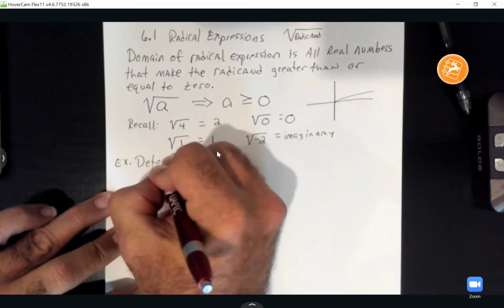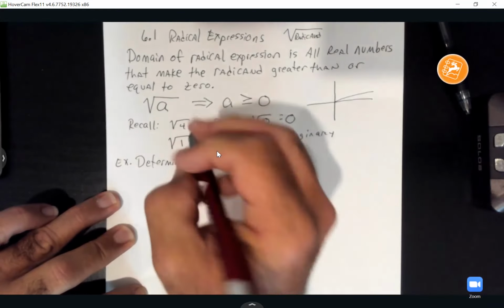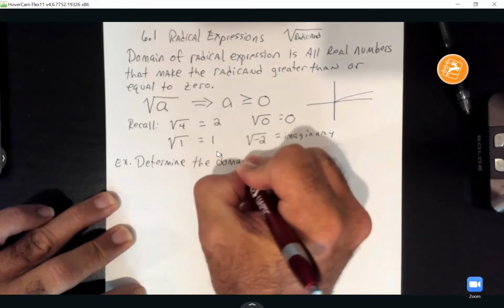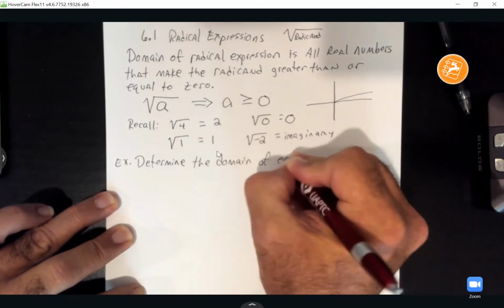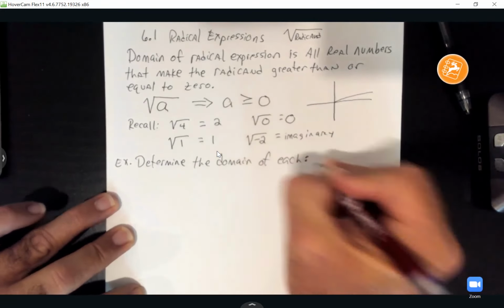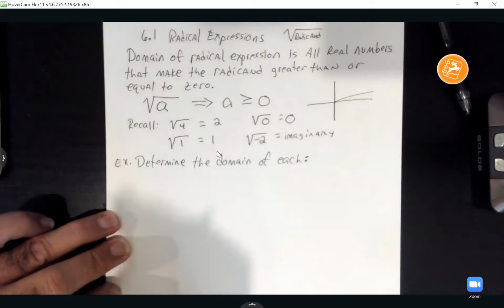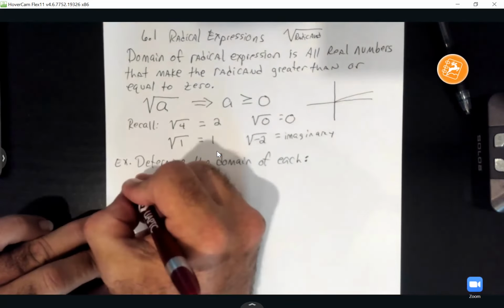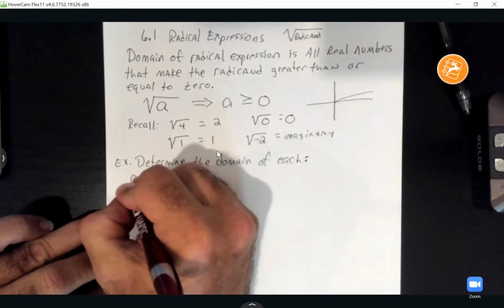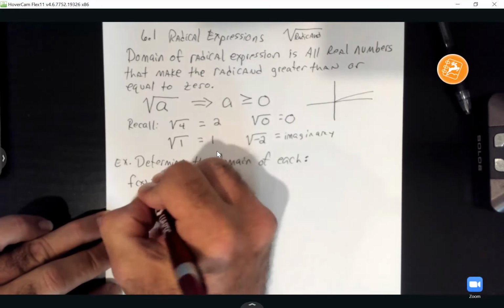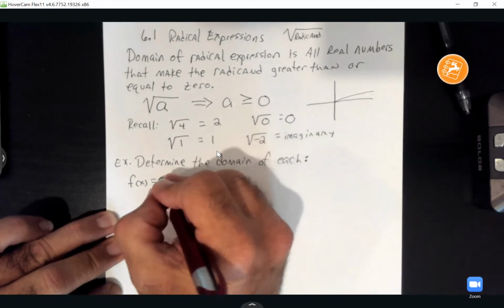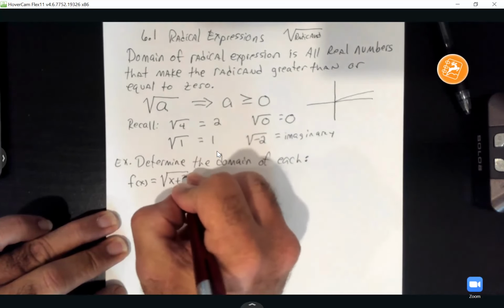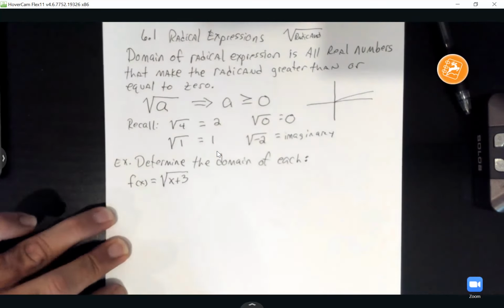We're going to determine the domain of each. Now I'm going to do more than one. The homework only has one for you to do, okay? But I'm going to do more than one, just so you get the idea. So what if I had f of x is the square root of x plus 3?